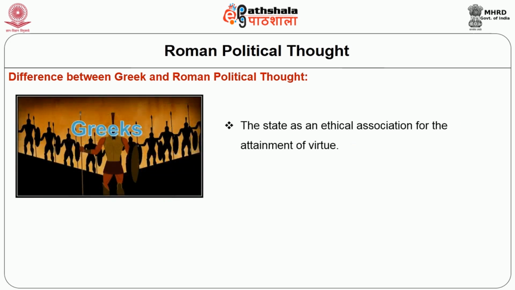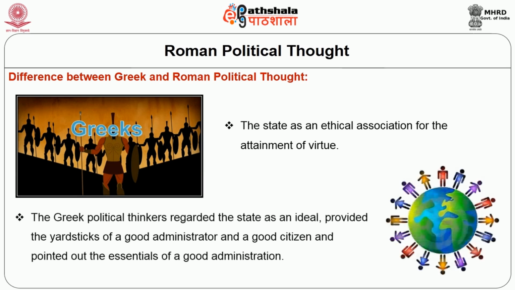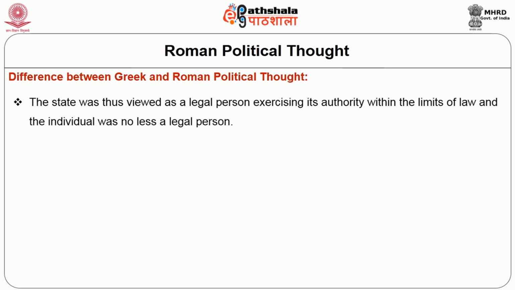On the other hand, Greeks considered the state as an ethical association for the attainment of virtue. The Greek political thinkers regarded the state as an ideal and provided the yardsticks of a good administrator and a good citizen and pointed out the essentials of a good administration. The Roman state was thus viewed as a legal person exercising its authority within the limits of law, and the individual was no less a legal person.